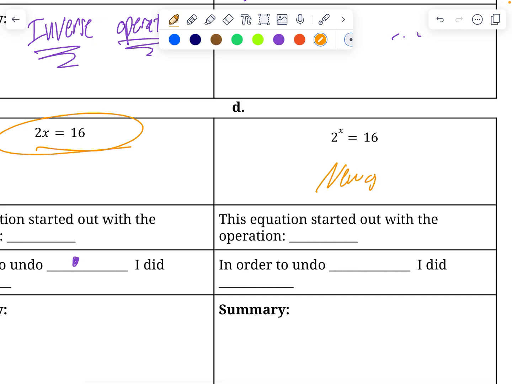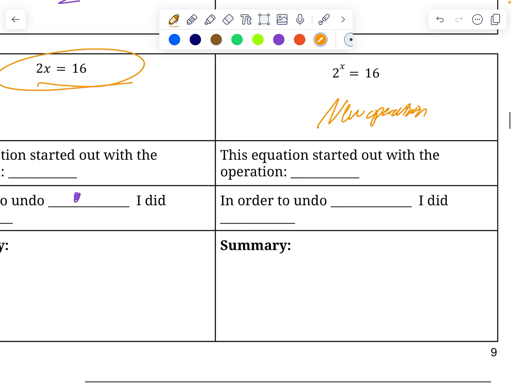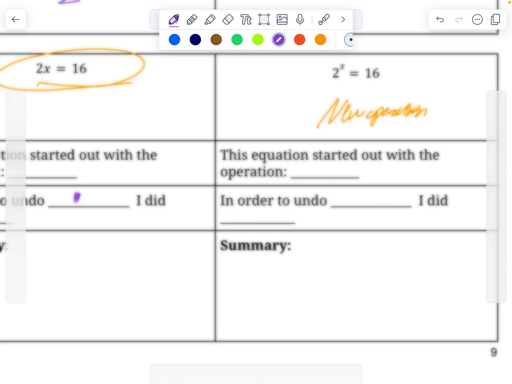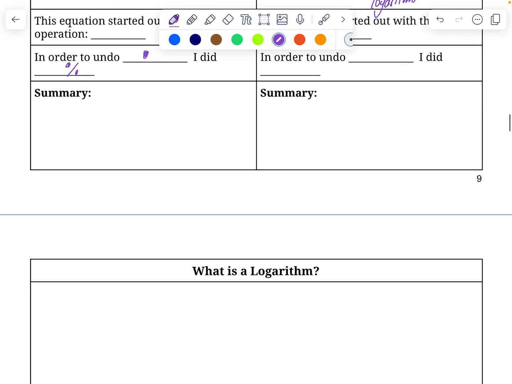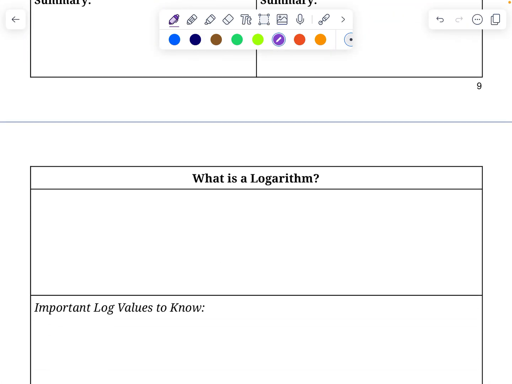You need a new operation that undoes exponents. That new operation is called logarithms. Logarithms is an operation. It undoes exponents. If you wanted to write a fancy little sentence under "what is a logarithm" on the next page, I'd write: logarithms are the inverse operation of exponentials, or of exponentiation, if you want to be fancy. Use it as a verb. Logarithms are the inverse operation of exponentiation.